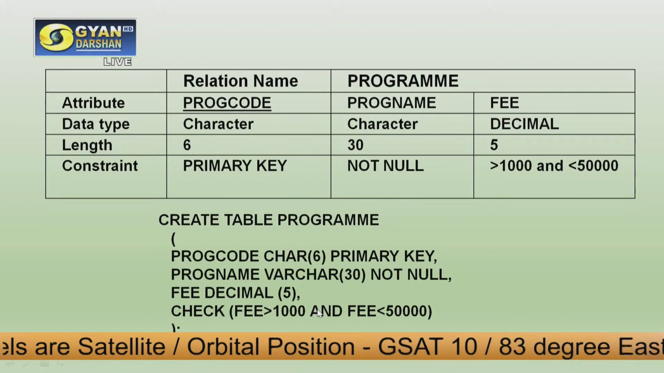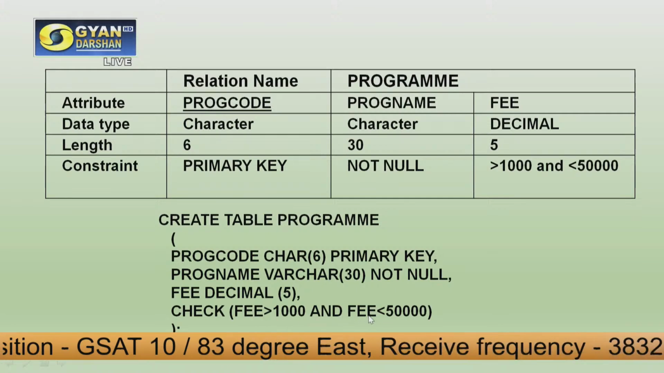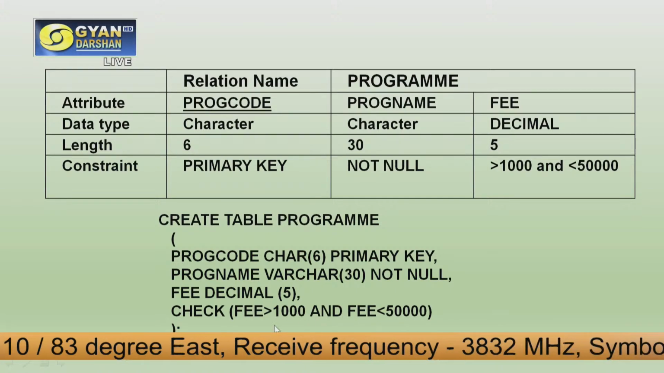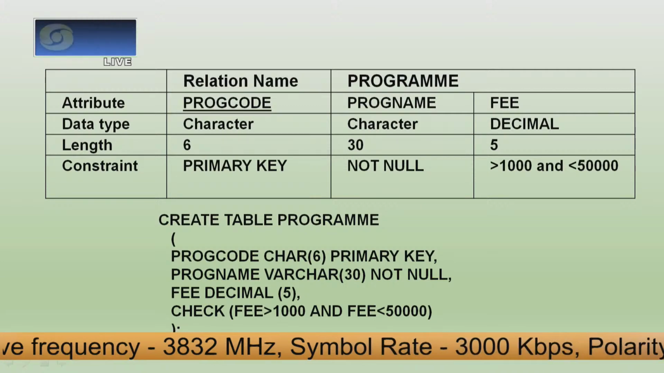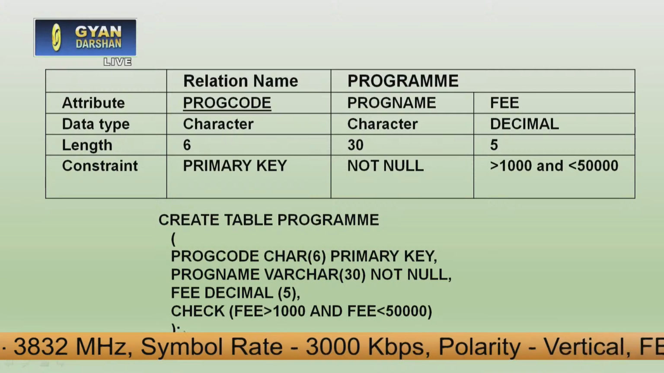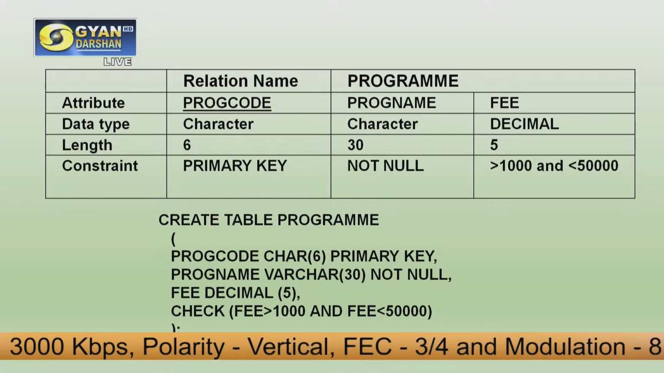All right. So this is your constraint, less than 50,000. And once again, you simply put a closing parenthesis and a semicolon, which is the terminator of any SQL command. So what you have created, in fact, if you execute this particular statement, then you will be able to create the program table. Next, we need to create the student table.